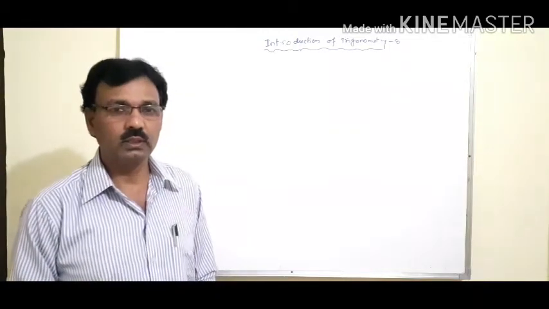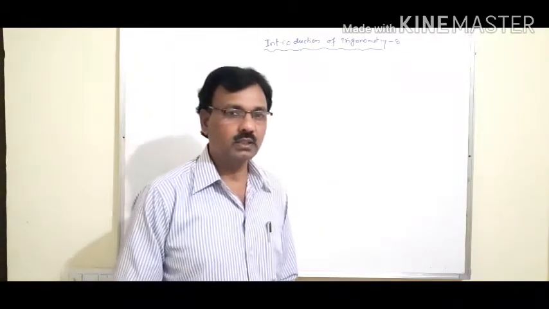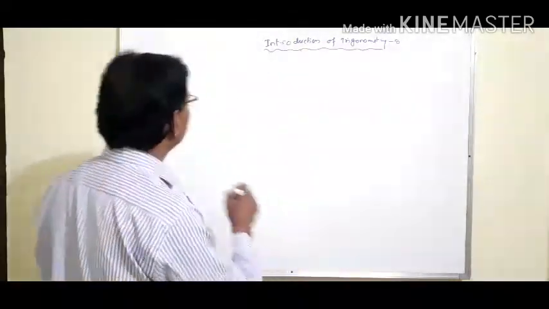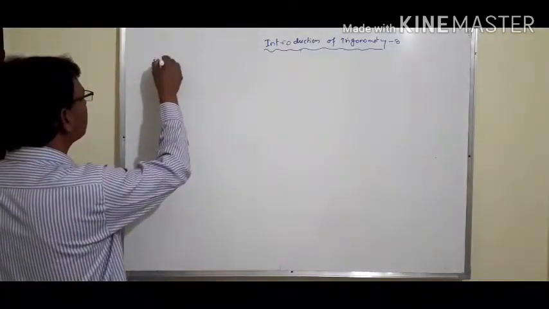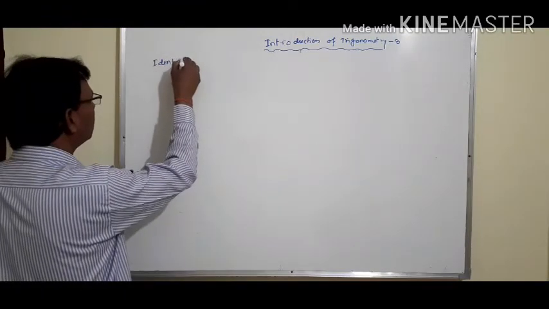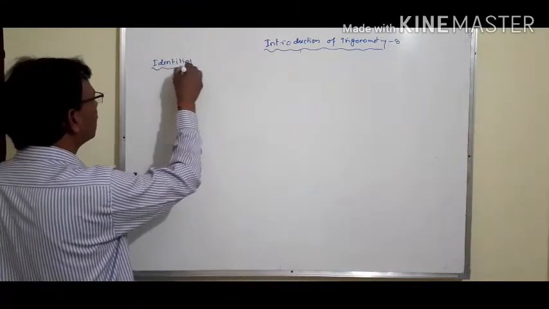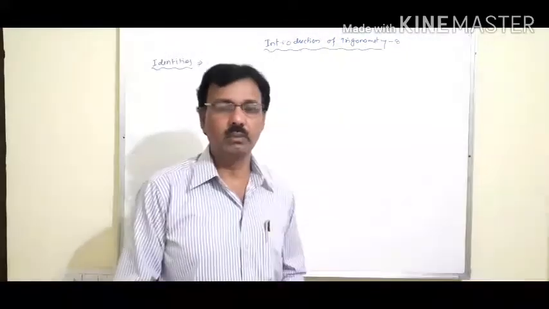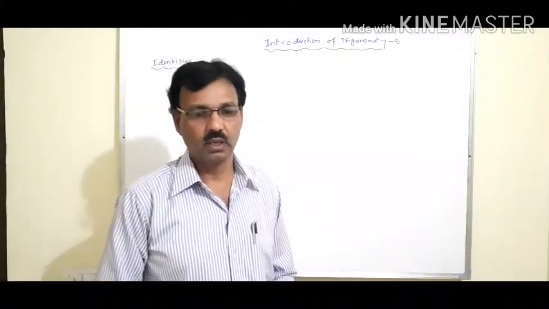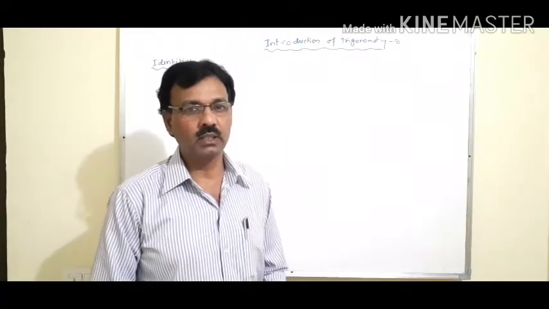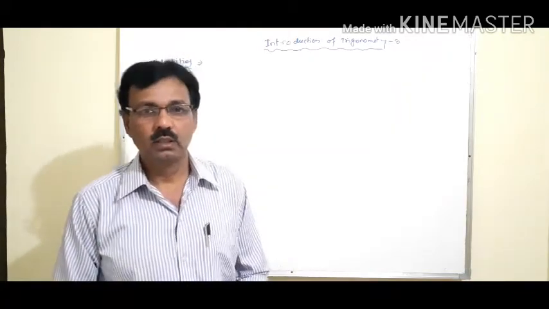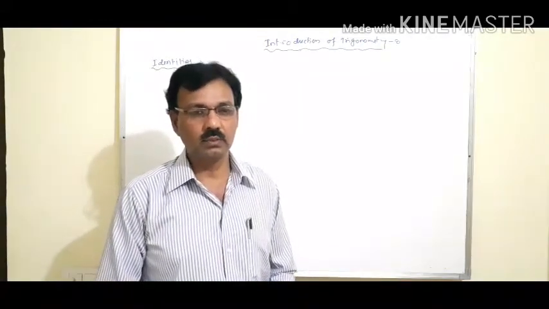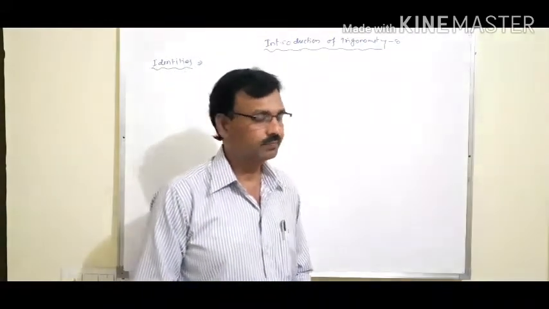Hello students, in this video we will discuss identities. What are identities? Identities are the relation between trigonometric ratios, and as you know, trigonometric ratios are the relation between angle and sides of right angle triangles.